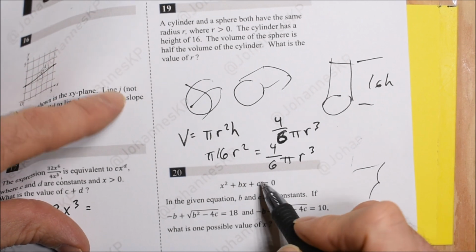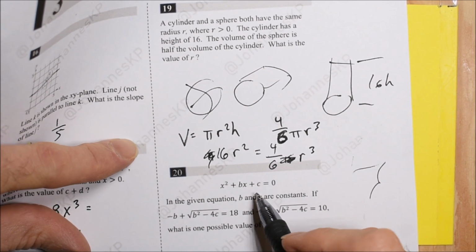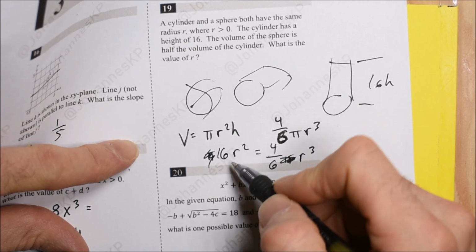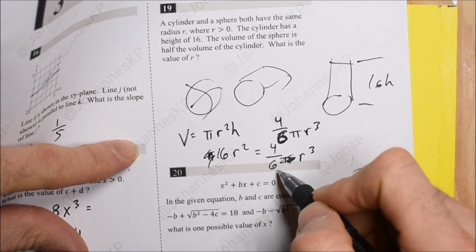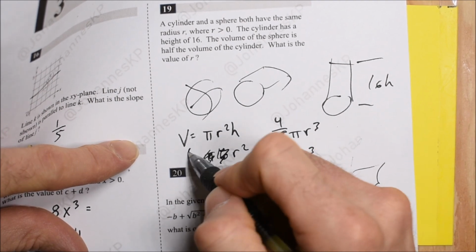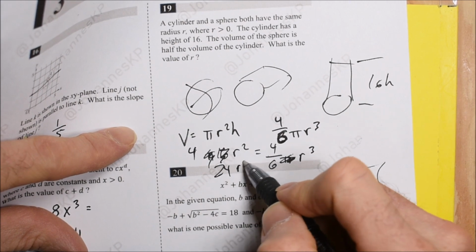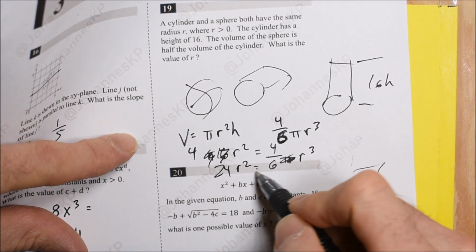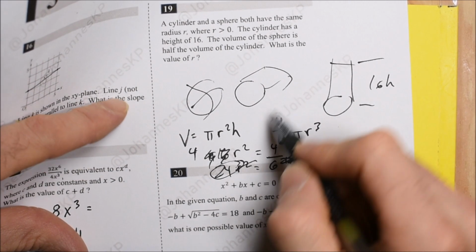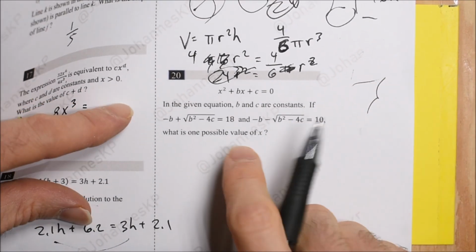Oh, this is easy now. So pi's cancel. And then you're going to divide this by 4. 16 divided by 4 is 4. Times 6 is 24. 24 r squared is equal to r cubed. So R is equal to 24. Booyah. R is equal to 24. Hell yeah. Now I know we missed some, but that's alright.